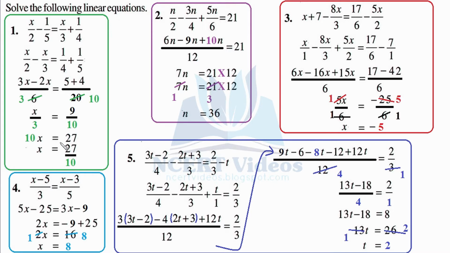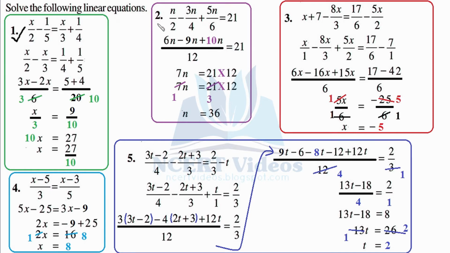So 10x equals 27. 10 is getting multiplied. When it is transposed towards the right hand side, we have to divide it. So x equals 27 over 10. It cannot be further reduced. Therefore, our answer is x equals 27 over 10. That completes question number first.